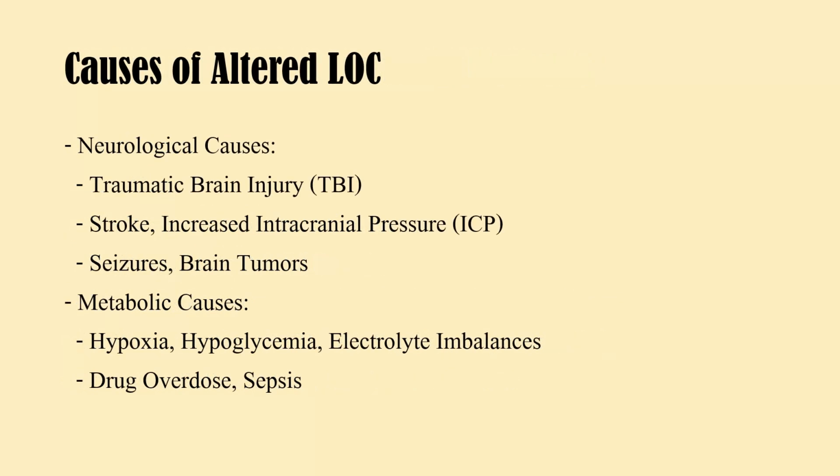Altered level of consciousness can have neurological or metabolic causes. Neurological causes include traumatic brain injury, stroke, increased intracranial pressure, seizures, and brain tumors. Metabolic causes include hypoxia, hypoglycemia, electrolyte imbalances, drug overdose, and sepsis. Identifying the underlying cause is essential for proper intervention.